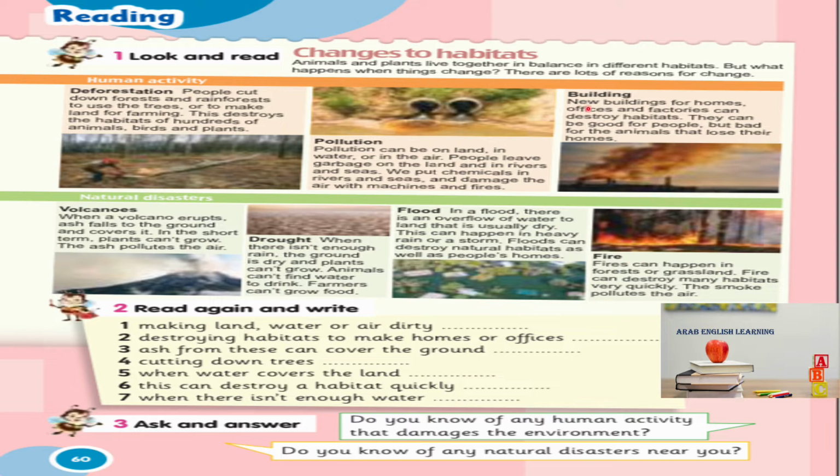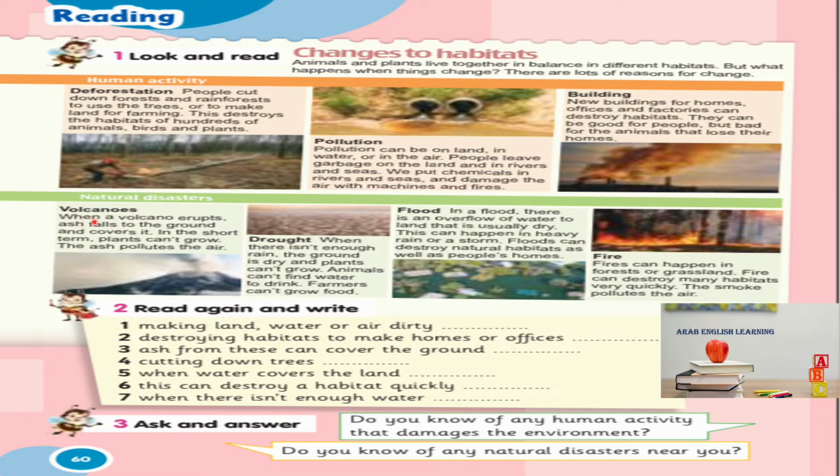Building. New buildings for homes, offices, and factories can destroy habitats. They can be good for people, but bad for the animals that lose their homes. Natural disasters. Volcanoes, drought, flood, fire.